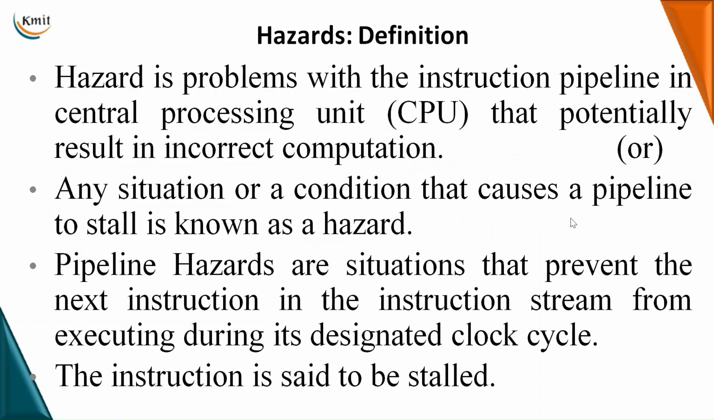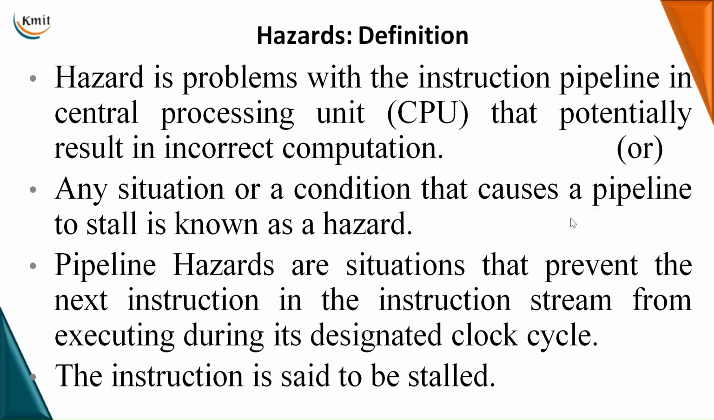Say, for example, there are three instructions that are currently executing in the pipeline simultaneously. If any instruction out of them is not able to continue execution in the pipeline during its designated clock cycle, then that particular instruction is said to be stalled. So that situation is called a hazard situation.